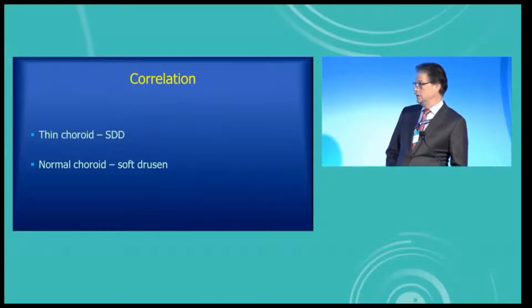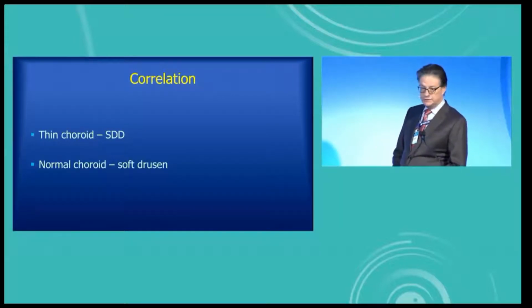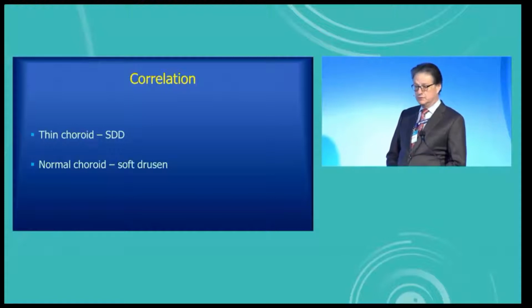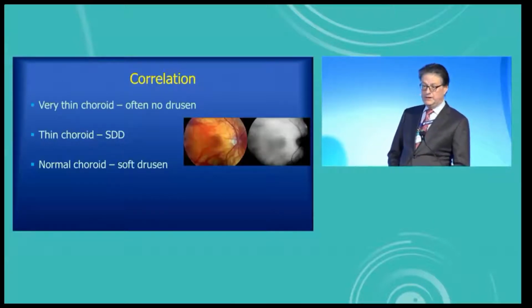So, we did a number of studies and found that subretinal drusenoid deposits are associated with thin choroids and the other way around. And the converse of that would be soft drusen are associated with normal thickness choroid. We also wrote a paper about people who have really thin choroids. Now, you can get really thin choroid just through aging, but the natural person to get a really thin choroid is a high myope. See?